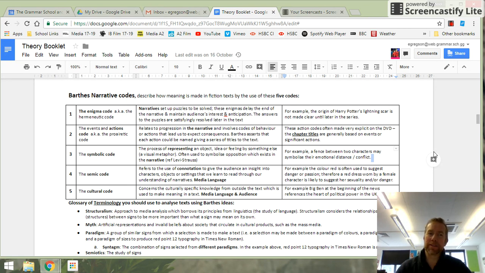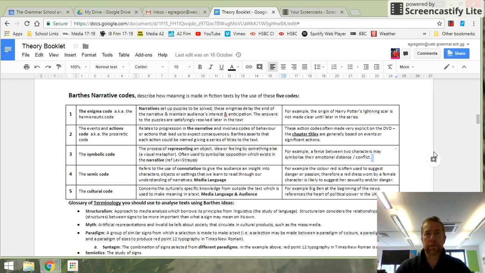So 3 codes. There's a symbolic code, which is essentially a visual metaphor. It symbolizes an idea which exists within the text. Semic code. The best way to think about semic code is, I think, often to think about the technical language. Okay, the angles, the lighting, the edit. How it's kind of all put together to create meaning. And if you can talk about semic codes and symbolic codes, that's terrific. If you're confident to do that.